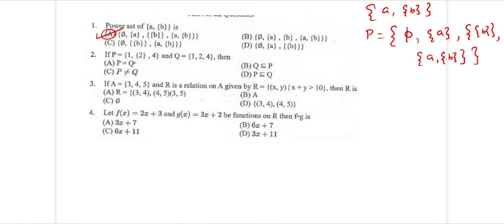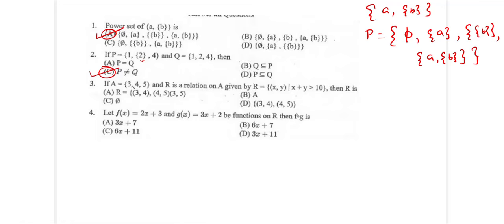Next, if P is {1, {2}, 4} and Q is {1, 2, 4}, then can you say P is a subset of Q? No, this is not a subset because {2} is a singleton set. Can you say Q is a subset of P? No, in that case also it is not true. Are P and Q the same? No, singleton {2} and 2 are not the same. So the option is perfectly P not equal to Q.